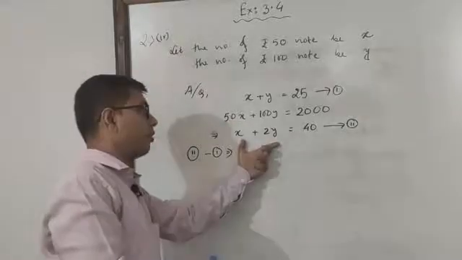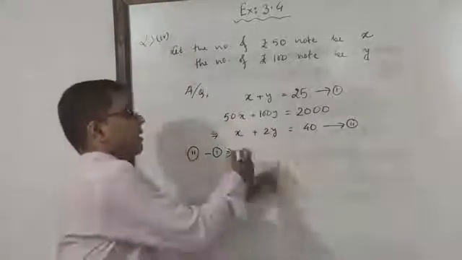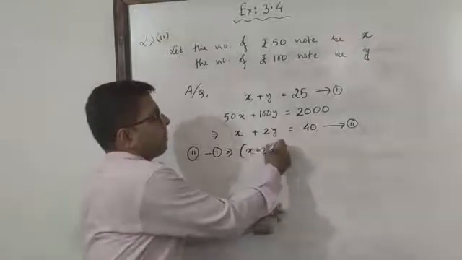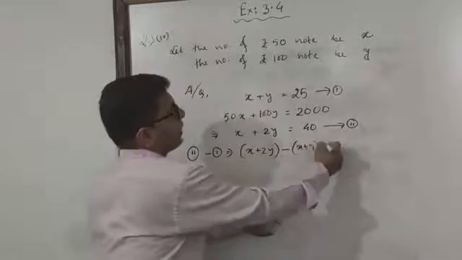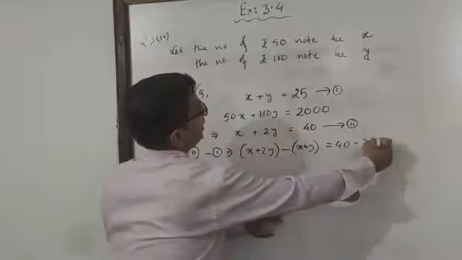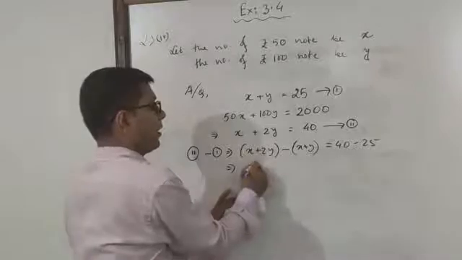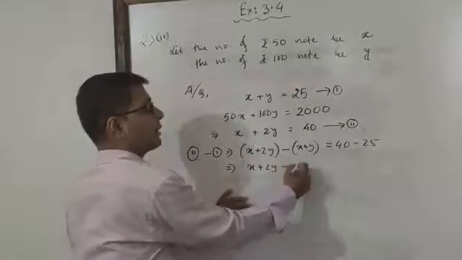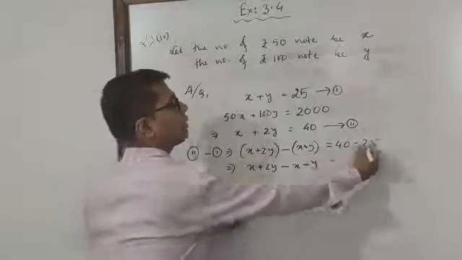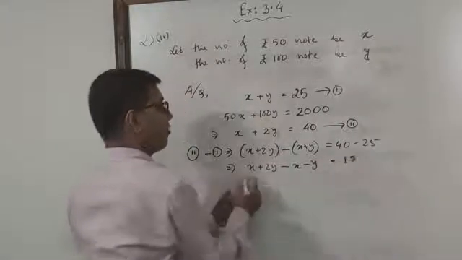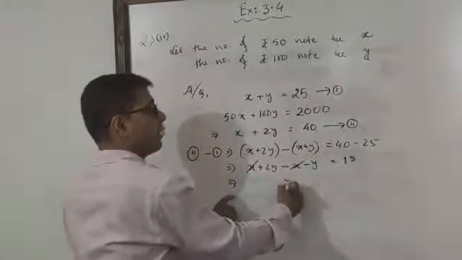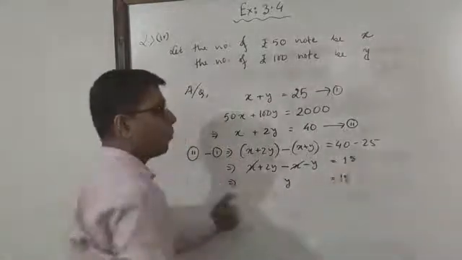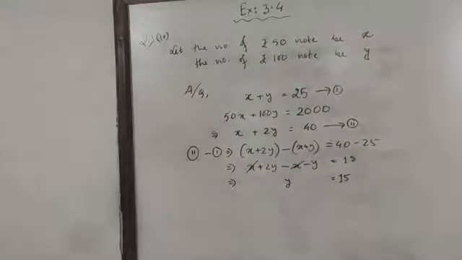Left hand side part of equation 2, that is X plus 2Y, minus left hand side part of equation 1, that is X plus Y. This side is 40 minus 25. Remove the bracket. X plus 2Y minus X minus Y is equal to 15. So positive X, negative X can be cancelled. 2 times Y minus Y will give you Y. Y is equal to 15. So how many rupees 50 notes were there? Yes, there were 15 rupees 50 notes.